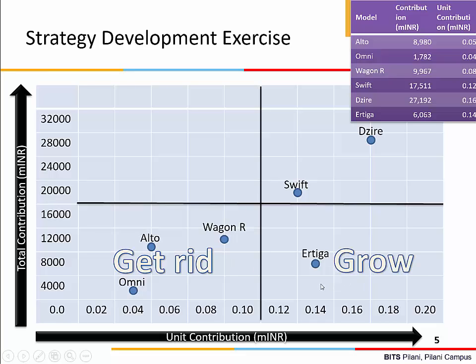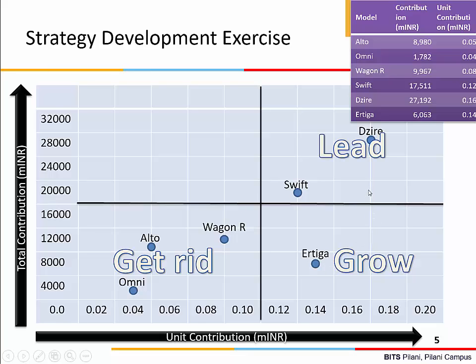When it comes to the next one, the second quadrant, we have the unit contribution pretty good, whereas the total contribution is not very high. The reason for that is that selling each Ertiga, Maruti is realizing good revenue, but it is not selling a sufficient number of Ertiga. So obviously they should grow the product. They should sell more of Ertiga. So the focus should be to grow this product. So where exactly is it falling in the product life cycle? It is falling in the growth phase.